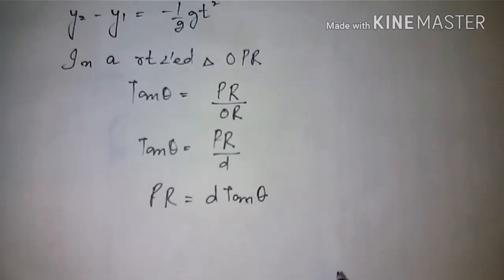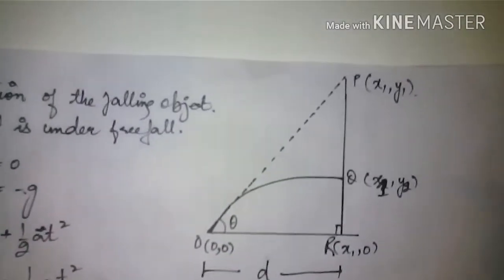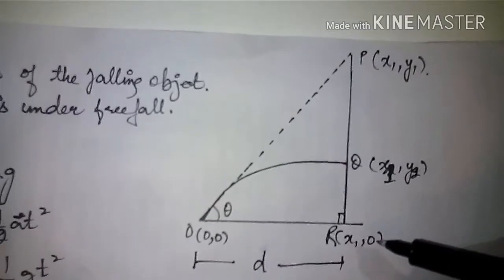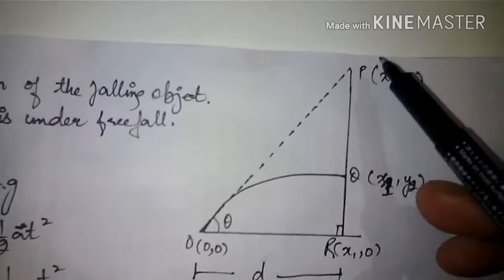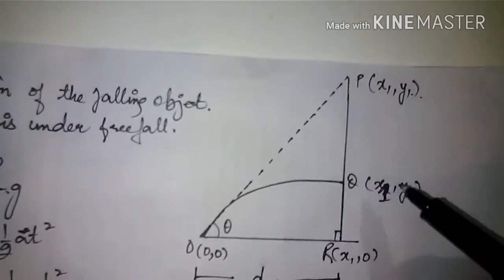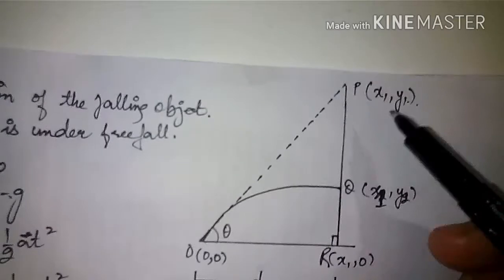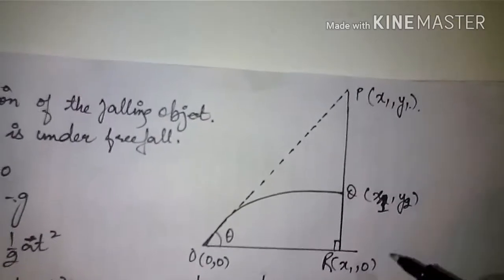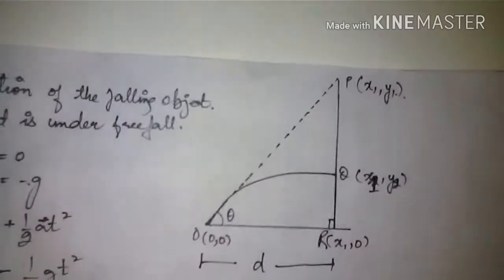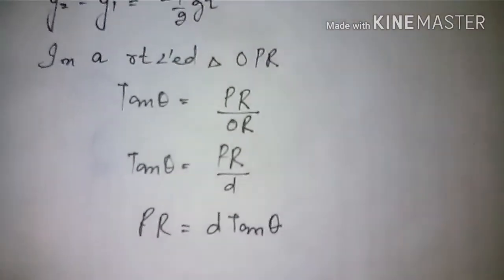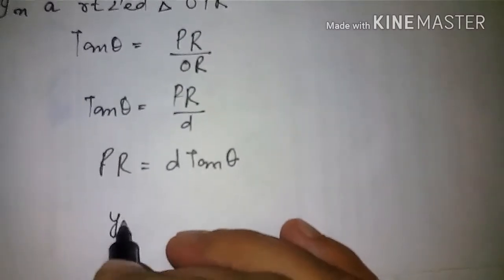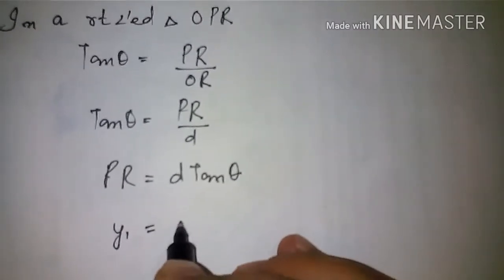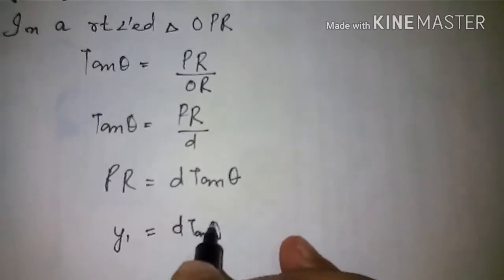So far so good. But if you take a look over here, what's the y coordinate here? It's 0. And what's the y coordinate here? It's y1. What will be the distance PR? Since the x coordinate is not changing, the distance will be y1 minus 0, that is y1. So PR will be equal to y1 here. So I'm going to write y1 instead of PR. y1 will be equal to d tan theta.